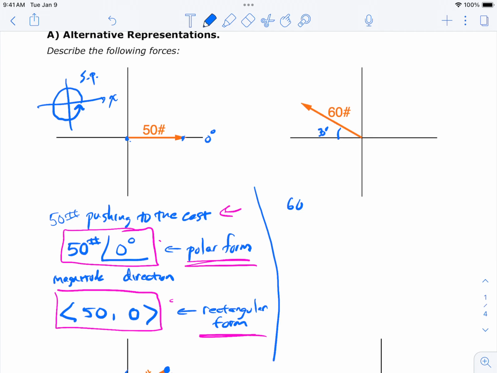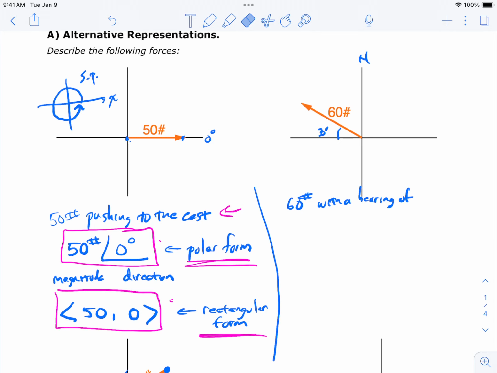I don't know how many of you know this already, but there's a way of describing this bearing, so to speak. We use it with boats and stuff. We would say we've got a 60-pound force with a bearing. I guess bearing really makes more sense for velocities, but whatever, we'll use it here. With a bearing of, and here's how you state the bearing: you start by first either saying north or south.